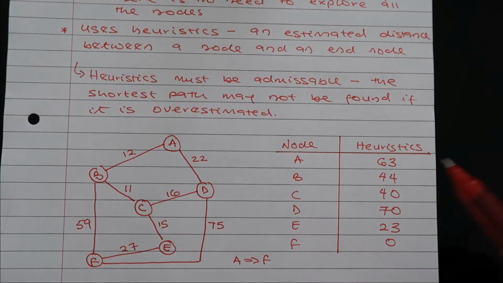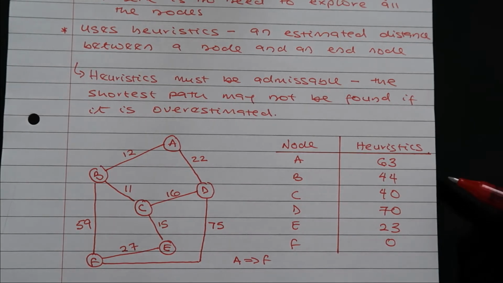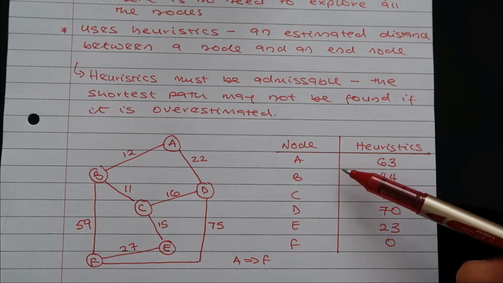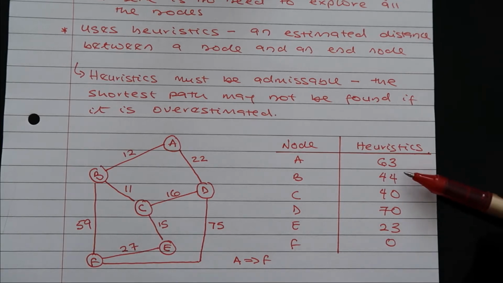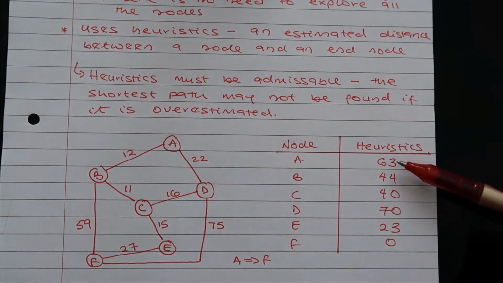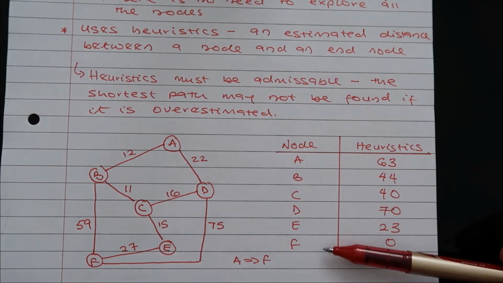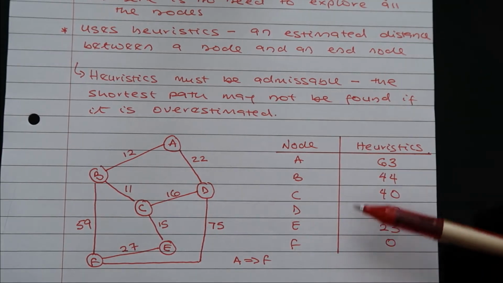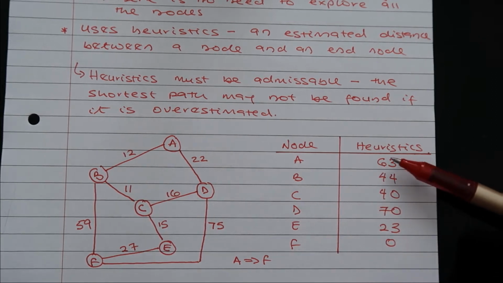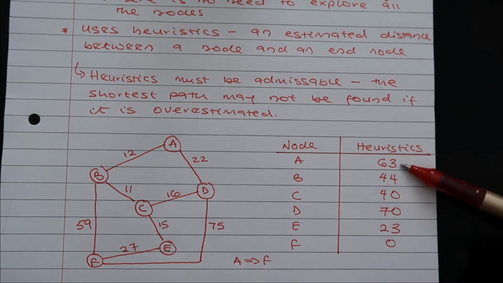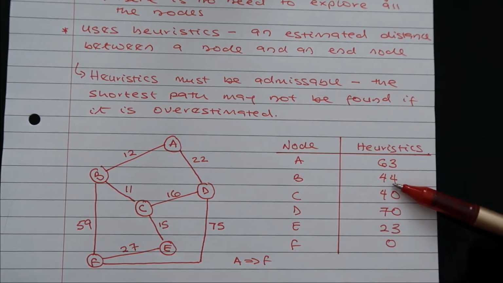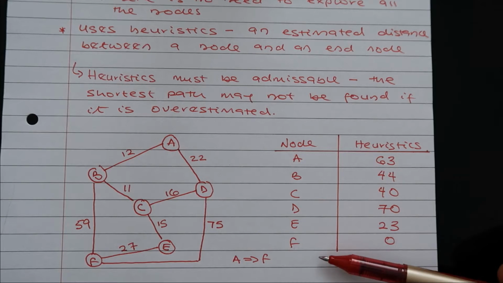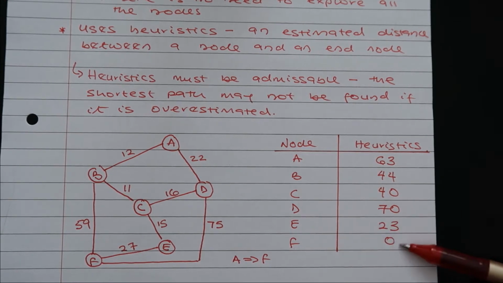On the right hand side, you would see the table that shows the heuristics for each of the nodes we've got. Don't forget that this value shows the distance from each node to our destination node, which is F. So my estimated distance from A to F is 63. The estimated distance from B to F is 44. And you can see this is 0, so the estimated distance from F to itself is 0.